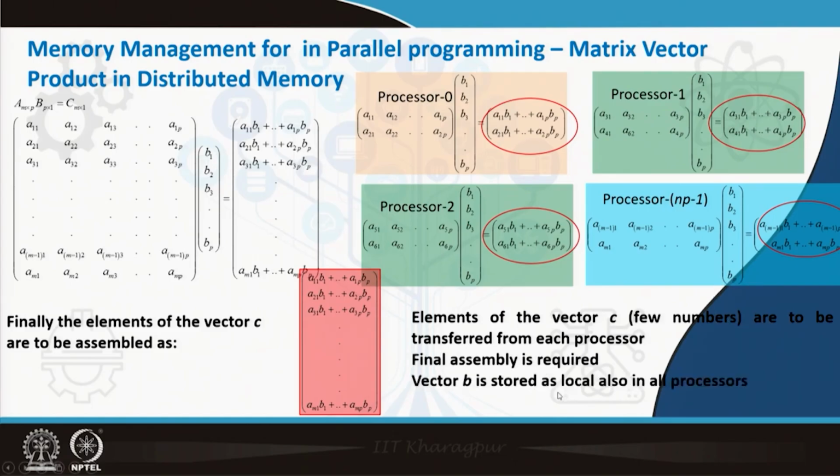Vector B, interestingly, is known by all the processors. Though this is a common vector, it is stored in local copies, local to all the processors. Rows of matrix A, instead of being an M into P matrix, small o into small p rectangular matrices, are stored in all the processors. So, all the processors are storing a part of the memory, not the entire memory.